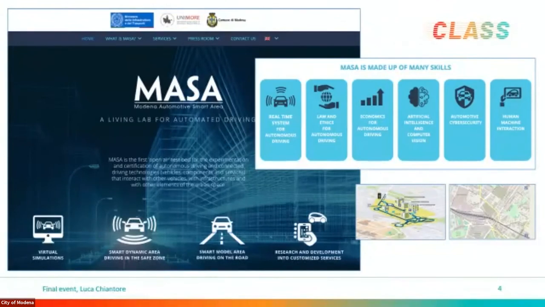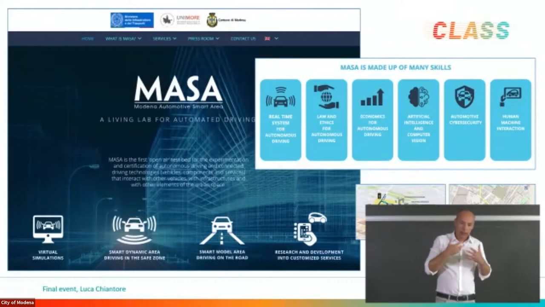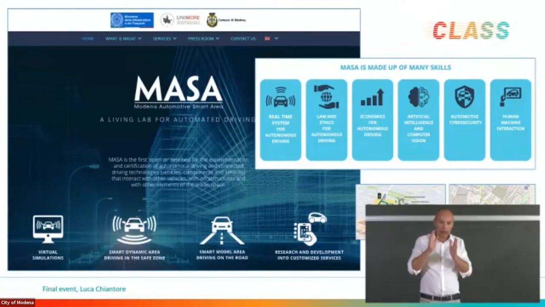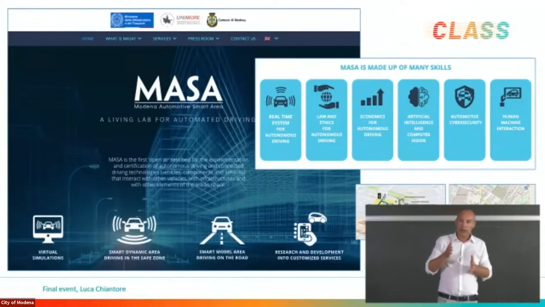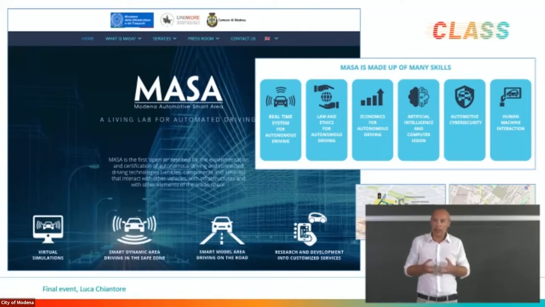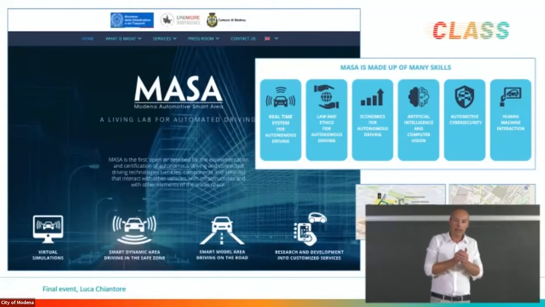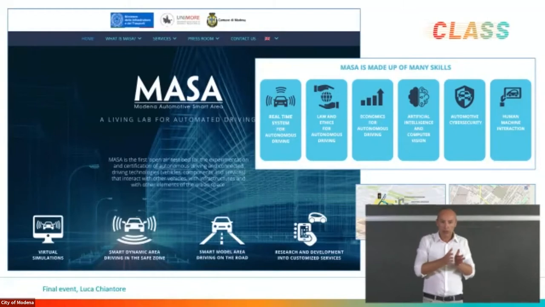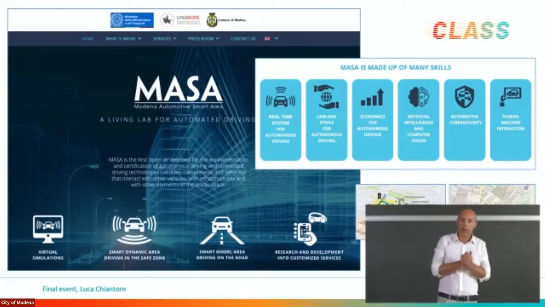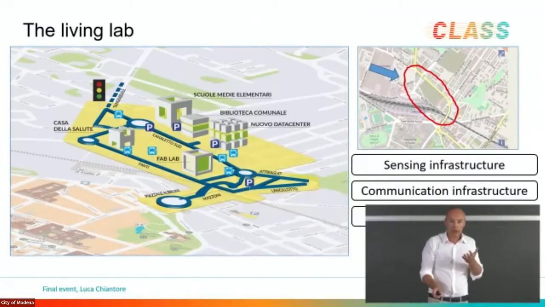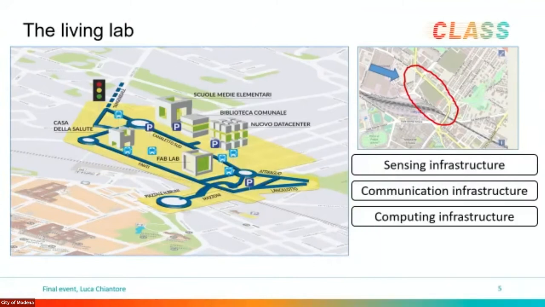MASA is our development program in the field of research for automotive and for new devices, for a new mobility, a safer mobility, a green mobility. In the MASA project we have technical skills in artificial intelligence, cybersecurity, and real-time research, because we need a real-time response to develop this kind of devices, but also skills in the law field and in economics. So a multidisciplinary approach. And the MASA project joins CLAS, because the MASA project is a sort of living lab.